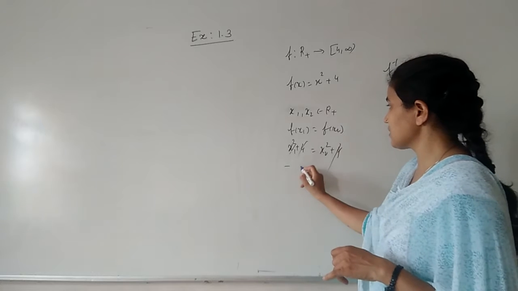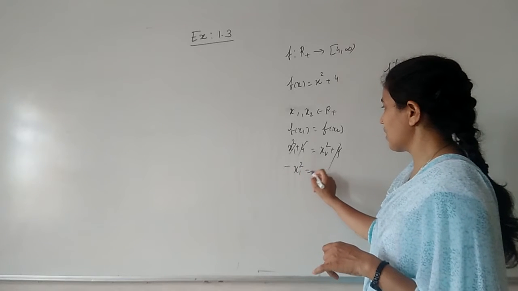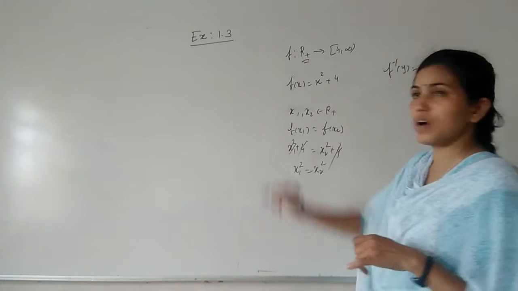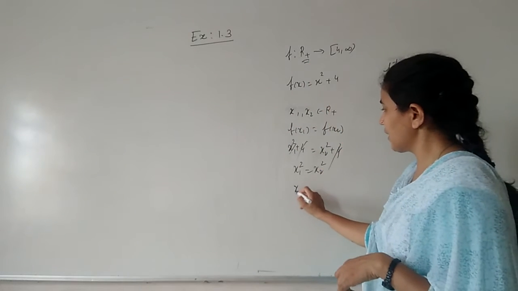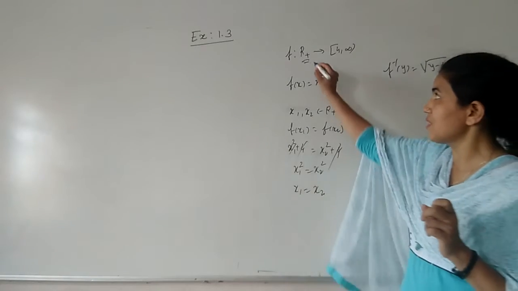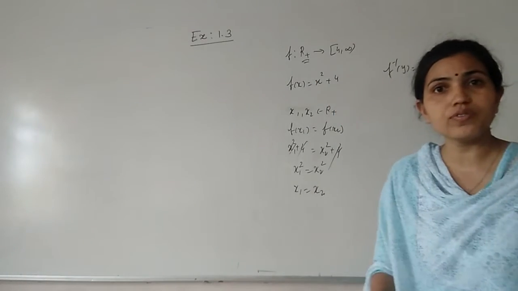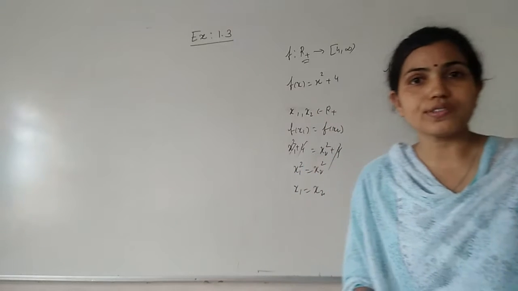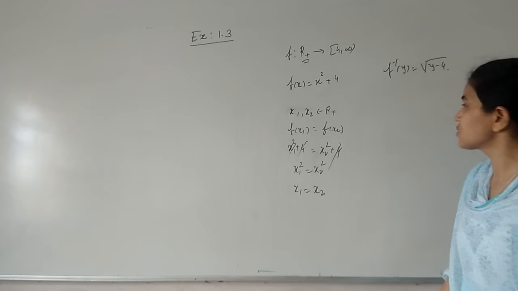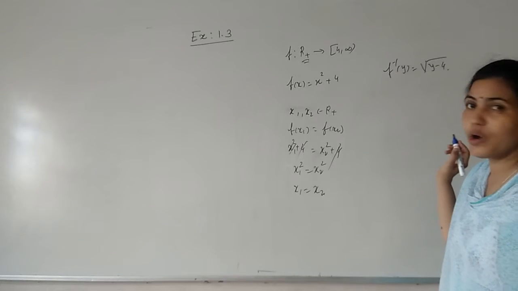As 4 cancels, you get x1 square equals x2 square. As x1 and x2 belong to R plus, you will get x1 equals x2. Remember students, it is given R plus, that's why this is a 1-1 function. Otherwise it is not. So x1 equals x2. Now the second thing is onto.